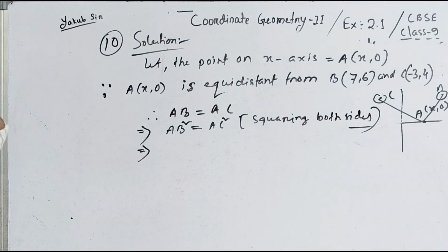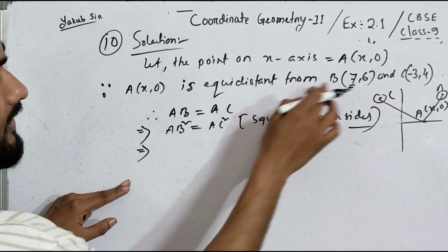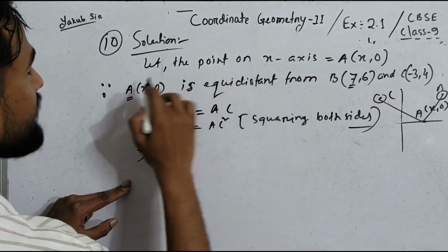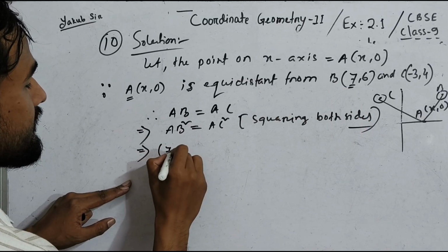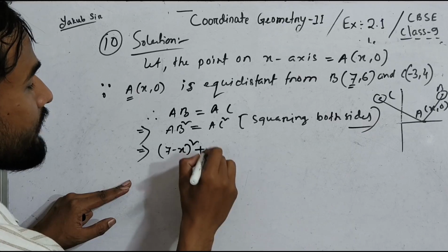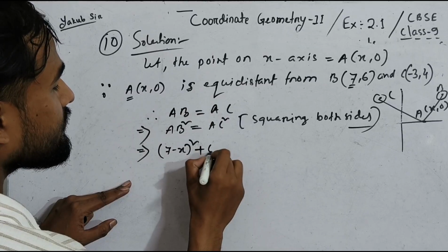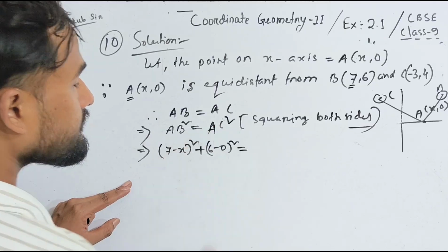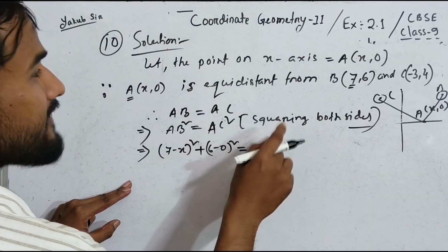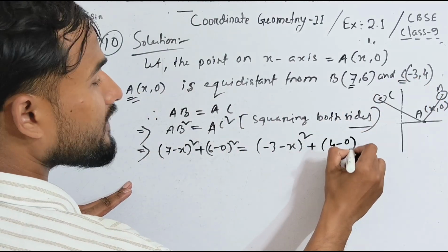To remove the root, we can take squares, squaring both sides. It means now comes x2 minus x1, y2 minus y1, like that. From AB, that means A and B, x2 minus x1: 7 minus x whole square, the root already gone, plus y2 minus y1: 6 minus 0 whole square. And AC means x2 minus x1, and y2: 4 minus 0 whole square.